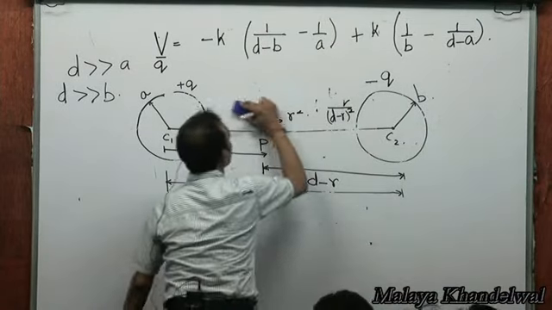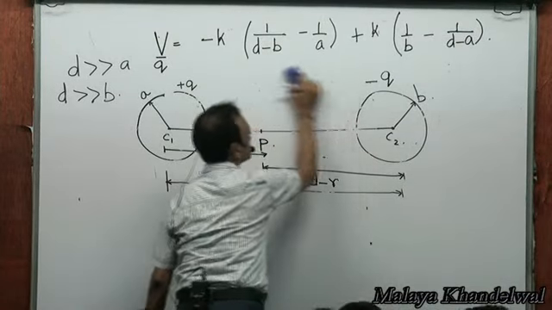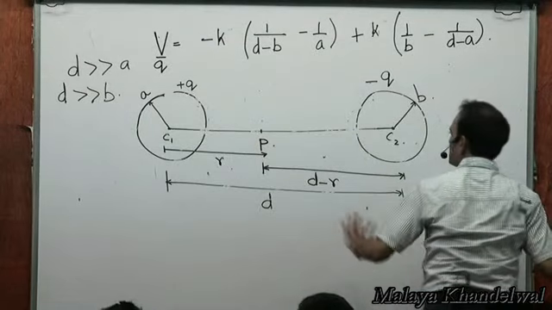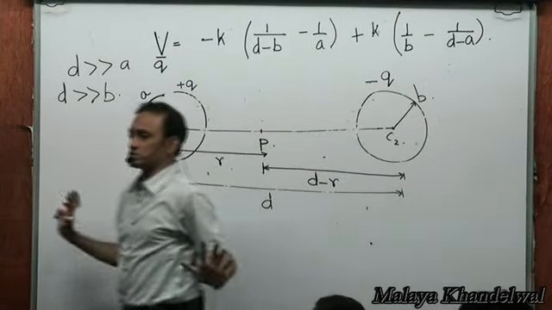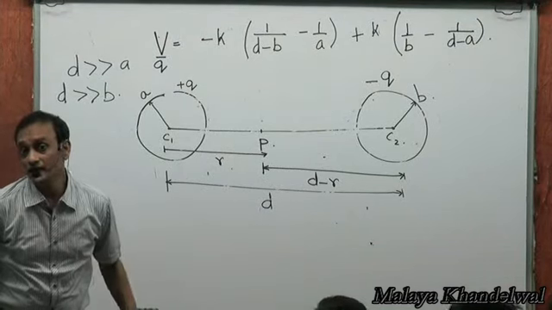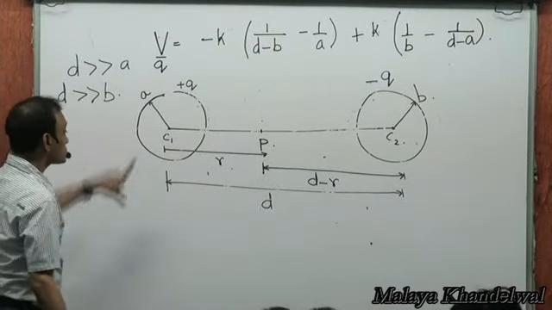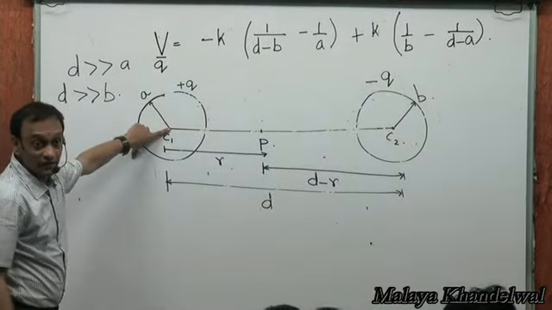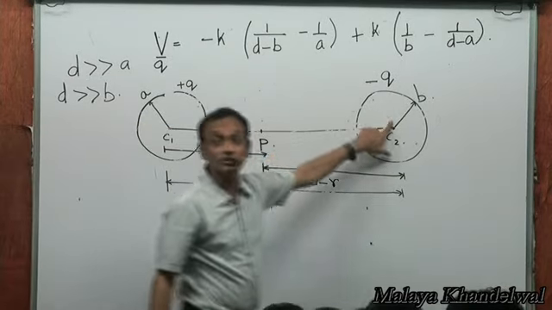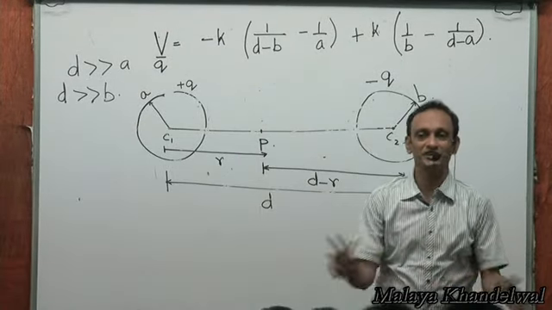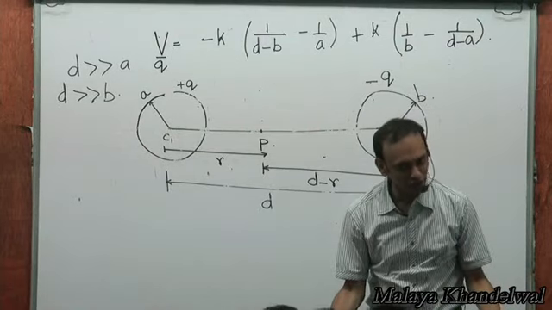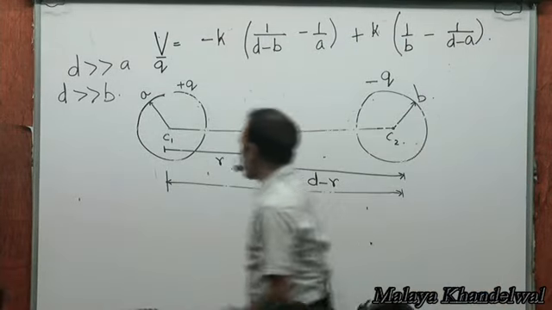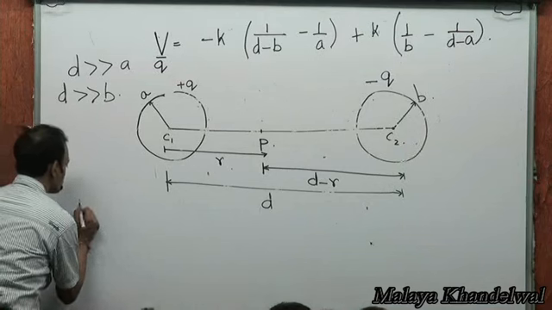Without even taking recourse to the electric fields here, let me look at the total energy of this. There is self energy here, there is self energy there, and there is interaction energy. That's the total potential energy of this arrangement, right?